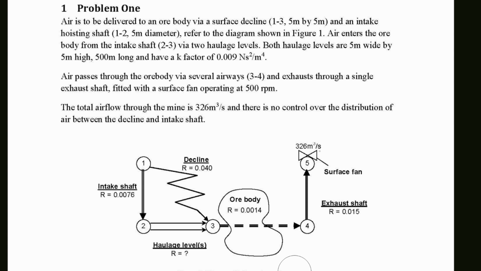In this video, we will practice solving a hard rock mine ventilation network. I have uploaded a PDF file with the question, which you can download, print out, and make notes on it. Let's have a look at the question.